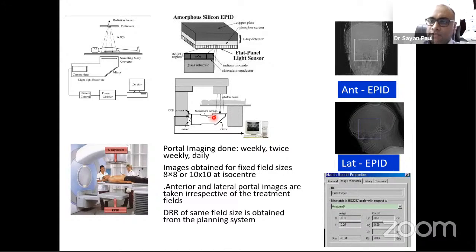Because one film gives us two-dimension movements, shifts. Like in anterior film, you get craniocaudal and mediolateral shift, but you don't get the vertical shift. So in lateral film, you get the third dimension of shifts. So you can match it, you can superimpose it if you have that facility with your planning image, and you get X, Y, Z direction shifts. And then you decide what you want to do.